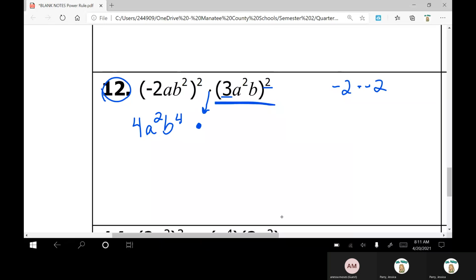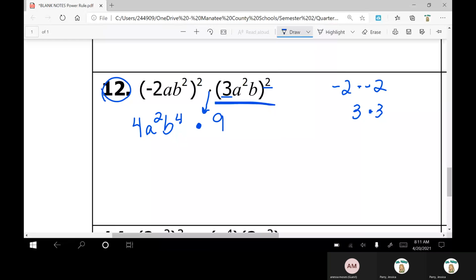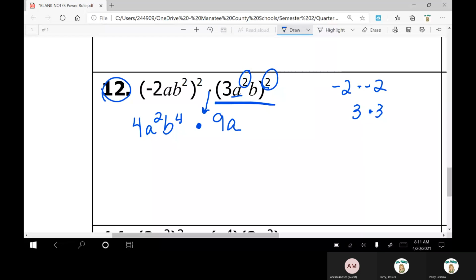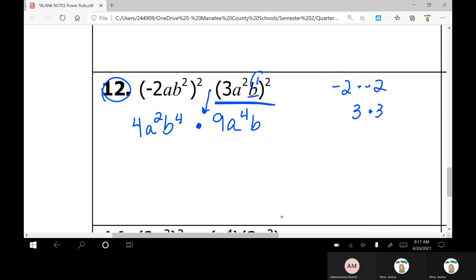Next, we have 3 squared, or you can say 3 times 3 is 9. And then go on to the variables. Next one is a. We've got power to a power, the power rule, multiply your exponents. 2 times 2 is 4. And then our next variable, b, we can put the invisible 1, and then multiply. 1 times 2 is 2.